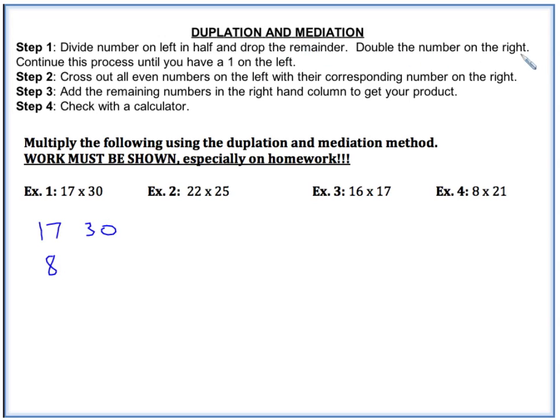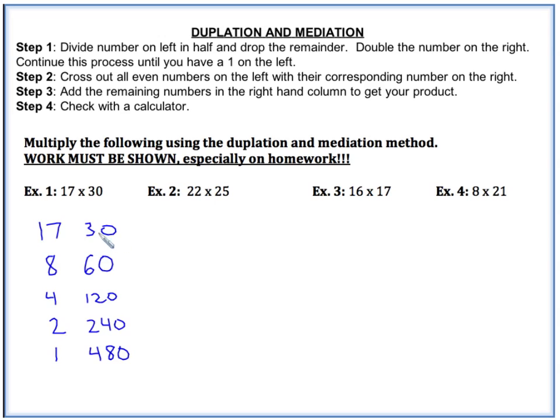Then we want to double the number on the right. So 30 doubles to 60. Okay, now we want to continue this process until we have a 1 on the left. So cut 8 in half, it becomes 4, double the 60, 120. Cut 4 in half, 2, double 120 is 240. Cut 2 in half, we get 1, and then double 240 is going to be 480. Okay, so that's our first step.